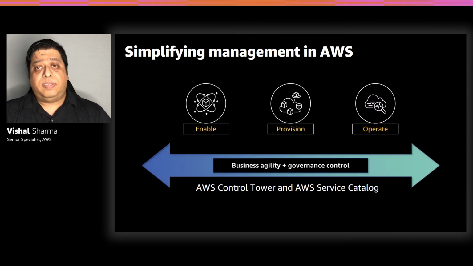AWS offers a set of management and governance services to help our customers improve business agility and maintain governance control. AWS Control Tower and AWS Service Catalog belong to the management and governance family. These services enable and support innovation, unclog provisioning bottlenecks, improve security and compliance posture, enhance operational efficiency, and help you reduce cost.